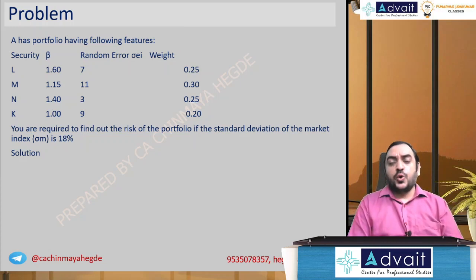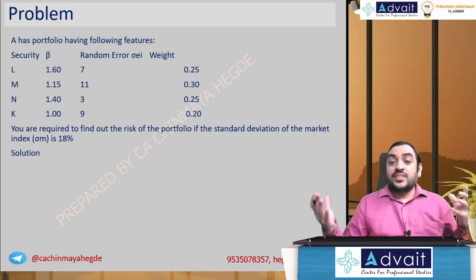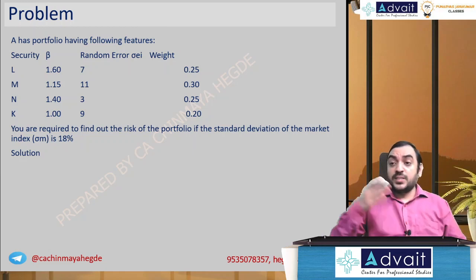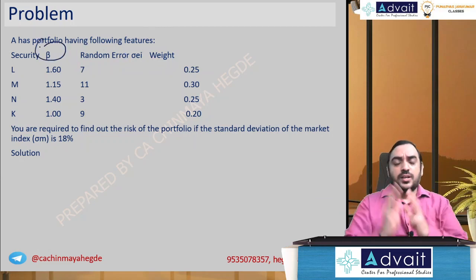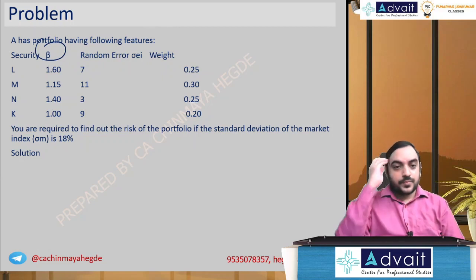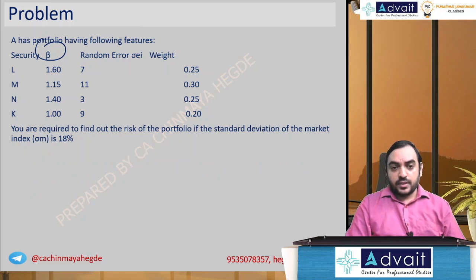Am I going to use Markowitz here? The answer is definitely no, because with Markowitz we usually write 2 securities, maximum 3. More than that, it becomes a big formula: A plus B plus C whole square, A square, B square, C square, 2AB, 2BC, 2CD. That becomes a long list. When they use words like random error, weights, beta, it means they are asking only for the Sharpe index. Remember how we calculate the Sharpe index concept? Don't worry about the formula, I will explain with pure concepts.